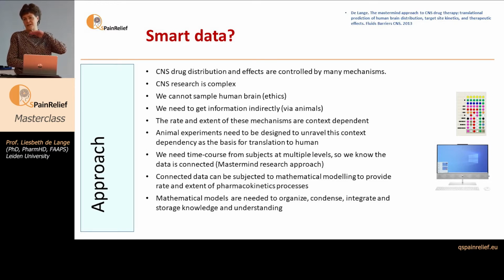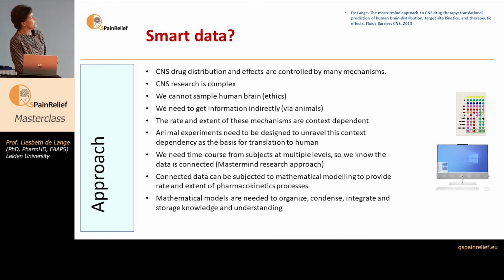One important piece of information is time course information, because at some point in time it's only limited information, because things may be quite different at another point in time. So we need time course information from subjects at multiple levels because everything is connected. And now I come to the mastermind research approach. In the next slide, I will discuss this little game.